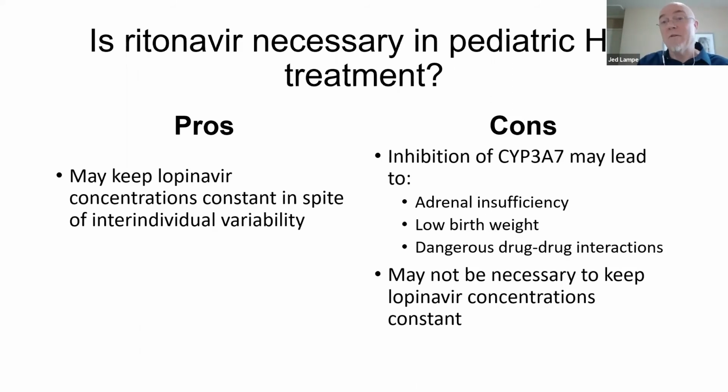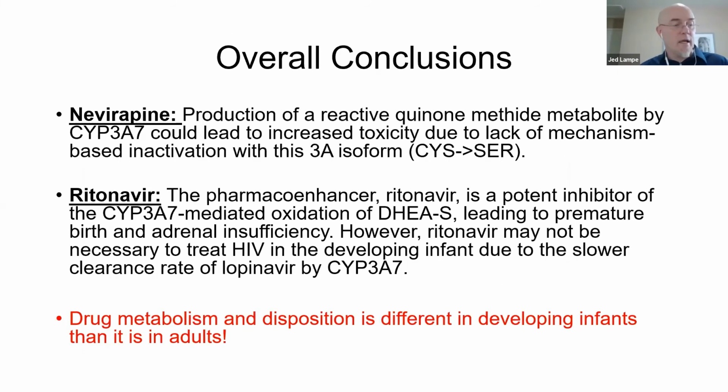What are the cons to having ritonavir there? Well, inhibition, as I've shown you, can lead to adrenal insufficiency, low birth weight, and dangerous drug-drug interactions. Because if we have mechanism-based inactivation of CYP3A7, these kids in the NICU that are on all these other drugs that are supposedly going to be cleared by CYP3A are now all of a sudden not getting cleared, so they could potentially build up to toxic concentrations. But probably more importantly, ritonavir may not be necessary at all to keep these lopinavir concentrations constant, like I just showed you with the clearance data. Whether you have ritonavir there or not, you seem to have about the same clearance rate in the neonatal liver. Okay, so I think I'll wrap it up there.